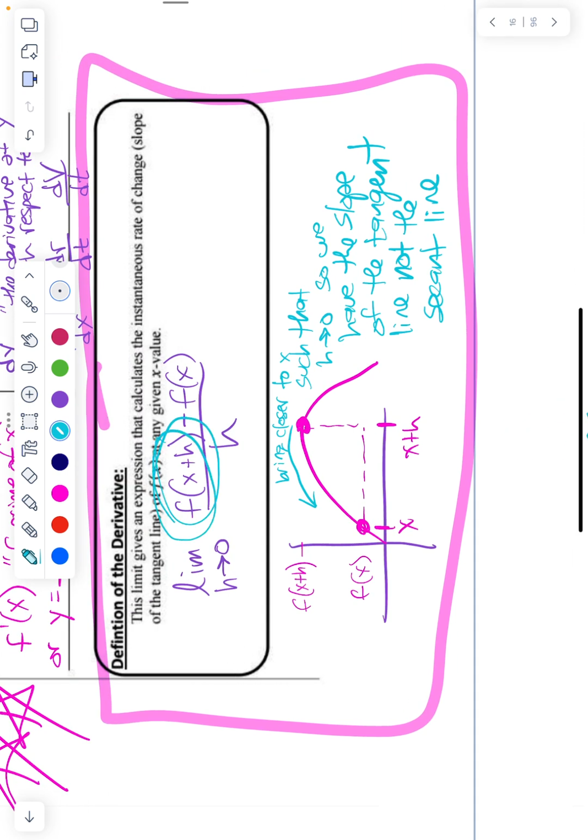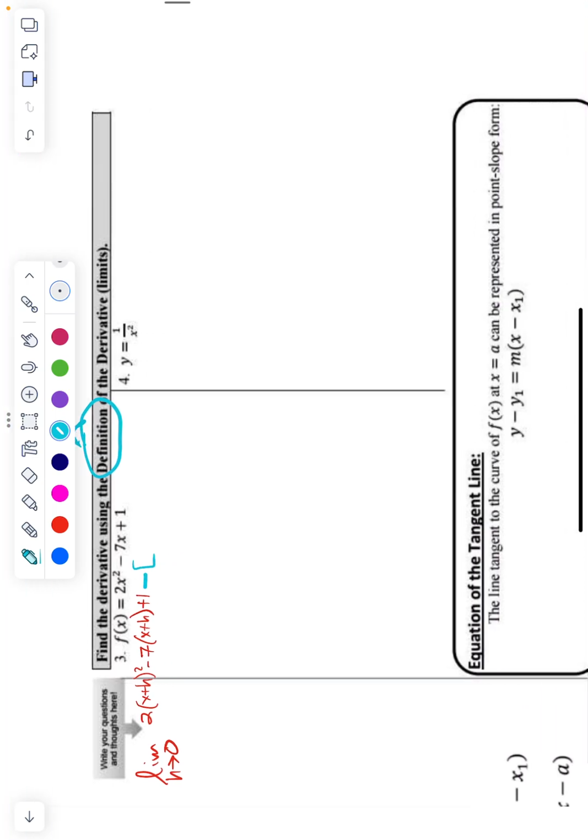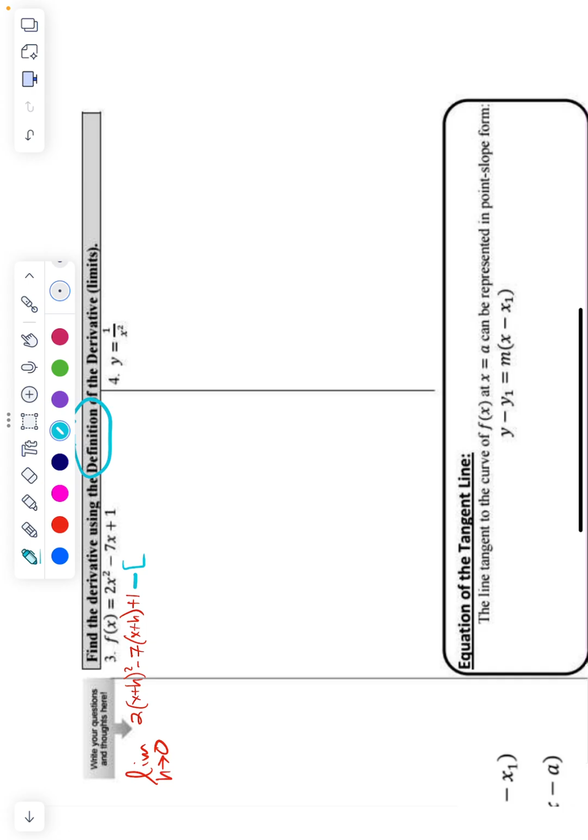We just did this part. So what else do we have to do? Minus f of x minus, and I would use brackets. Do I need to raise it up? You guys need to tell me. 2x squared minus 7x plus 1. All over our friendly h.